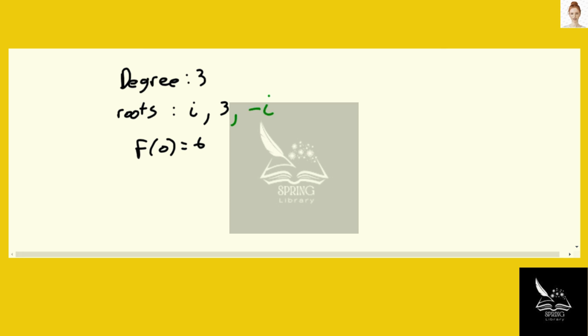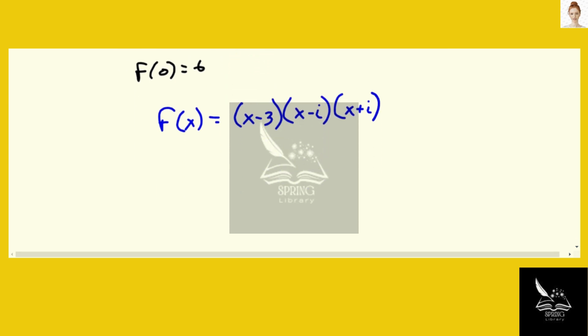So now that we have our roots, we can go ahead and get our factors. Remember, to get your factors, you just do the opposite sign. So I'll start with our real root, which is 3, which means x minus 3 is a factor. So if i is a root, then x minus i is a factor. And if negative i is a root, then x plus i is a factor. So now what we need to do is go ahead and multiply this out.